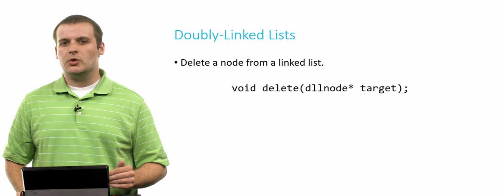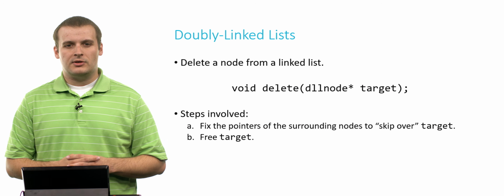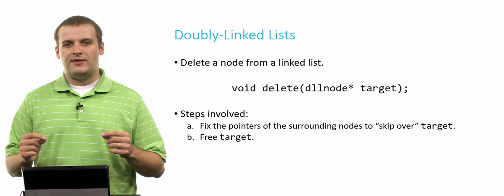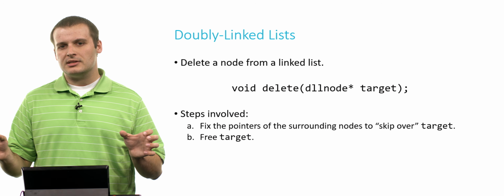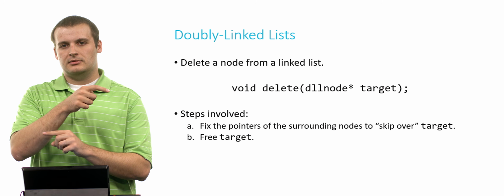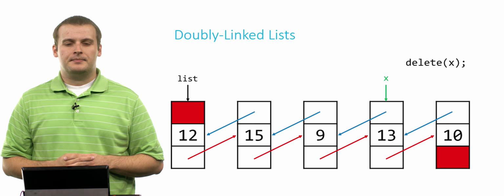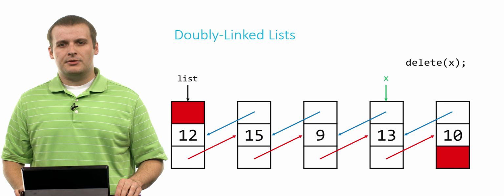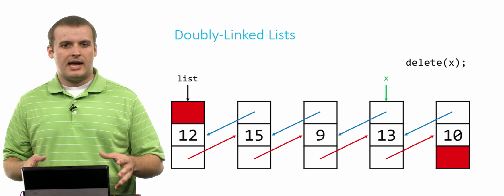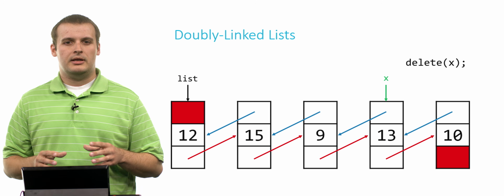It's a lot easier with doubly linked lists. First, it's actually just a couple of things. We just need to fix the surrounding nodes' pointers so that they skip over the node we want to delete, and then we can delete that node. So again, we're just going through here. We have apparently decided that we want to delete the node X.